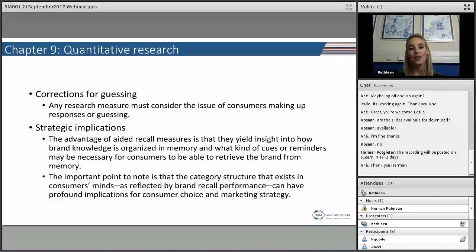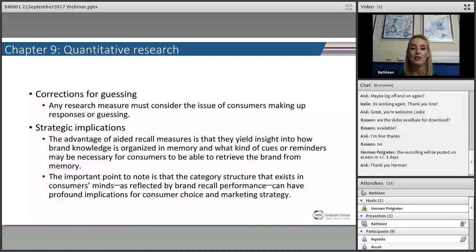Now, with quantitative research, we often have to make considerations to the fact that your respondent, or your customer, may be making up responses or simply guessing what the answer is. There have been numerous studies done where they were testing by saying to customers, here are 4 brands, do you recognize any of them? Customers would say yes, even though none of them really exist. So things like that do tend to happen and we have to be aware of it.